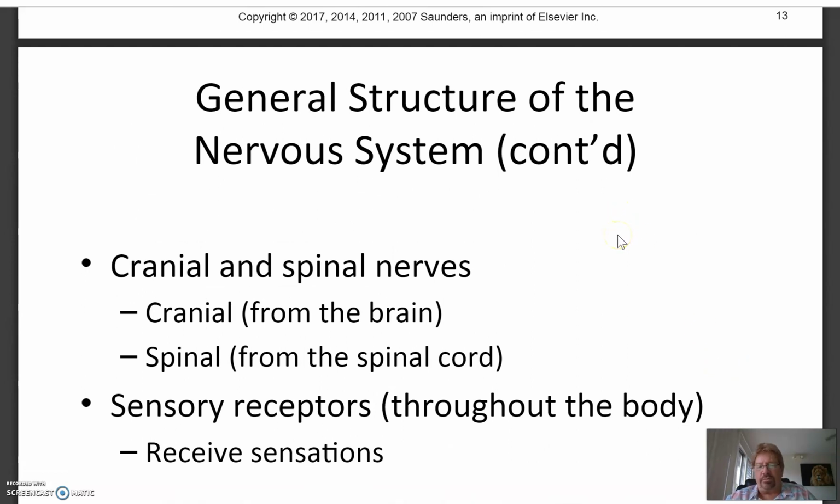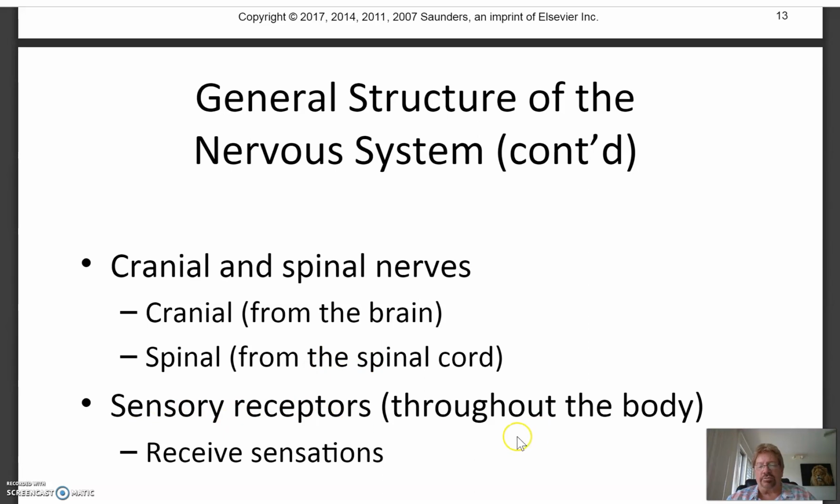Now they've jumped into the peripheral nervous system. The peripheral nervous system, which is everything but the brain and the spinal cord, contains 12 pairs of cranial nerves, which do highly specialized things. They come out of the brain. And the spinal nerves come out of the spinal cord. The spinal cord has 31 pairs, bilaterally on both sides.